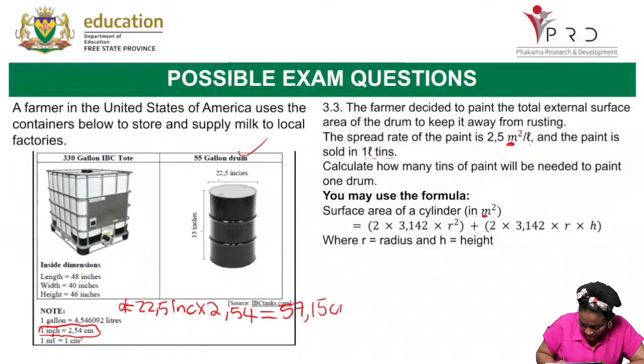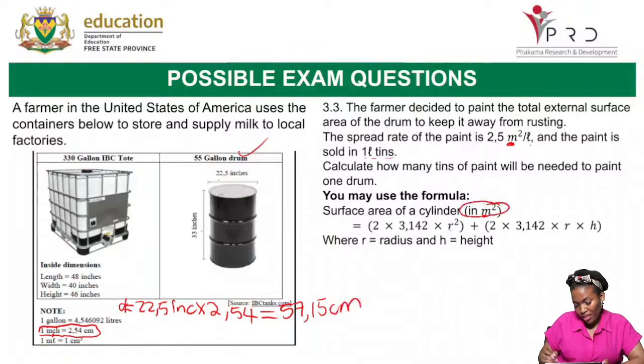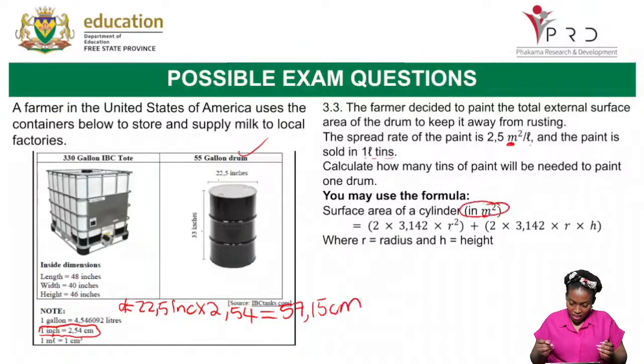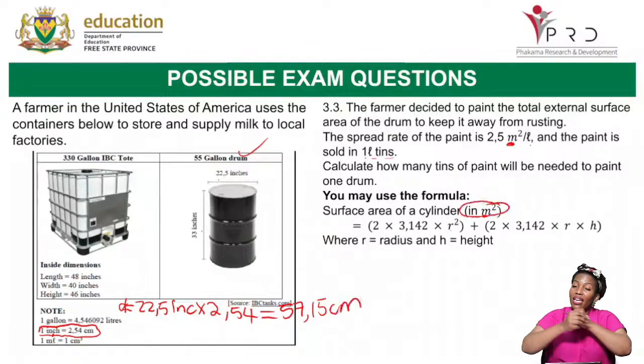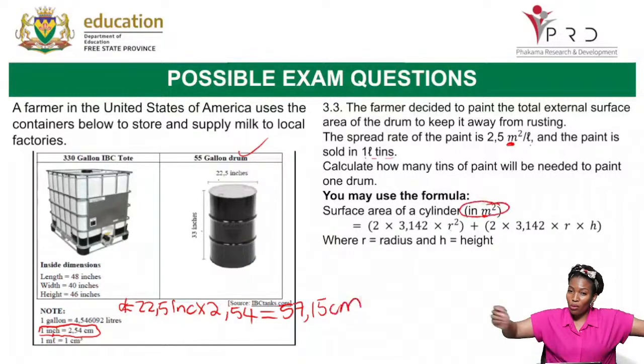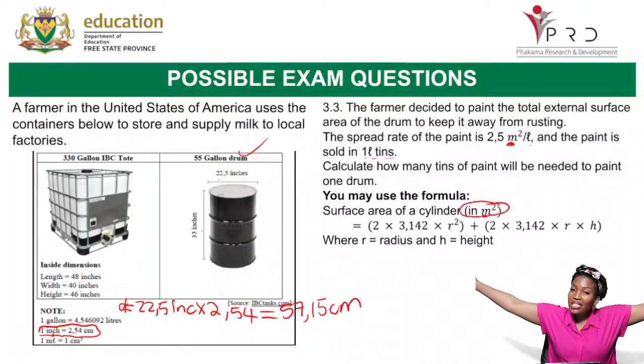And this is centimeters. But what do we want? We want meters. So from centimeters, it's a smaller one. You're moving from a smaller one to meters. A centimeter is smaller than a meter. So from a smaller one to a bigger one, you are going to divide.